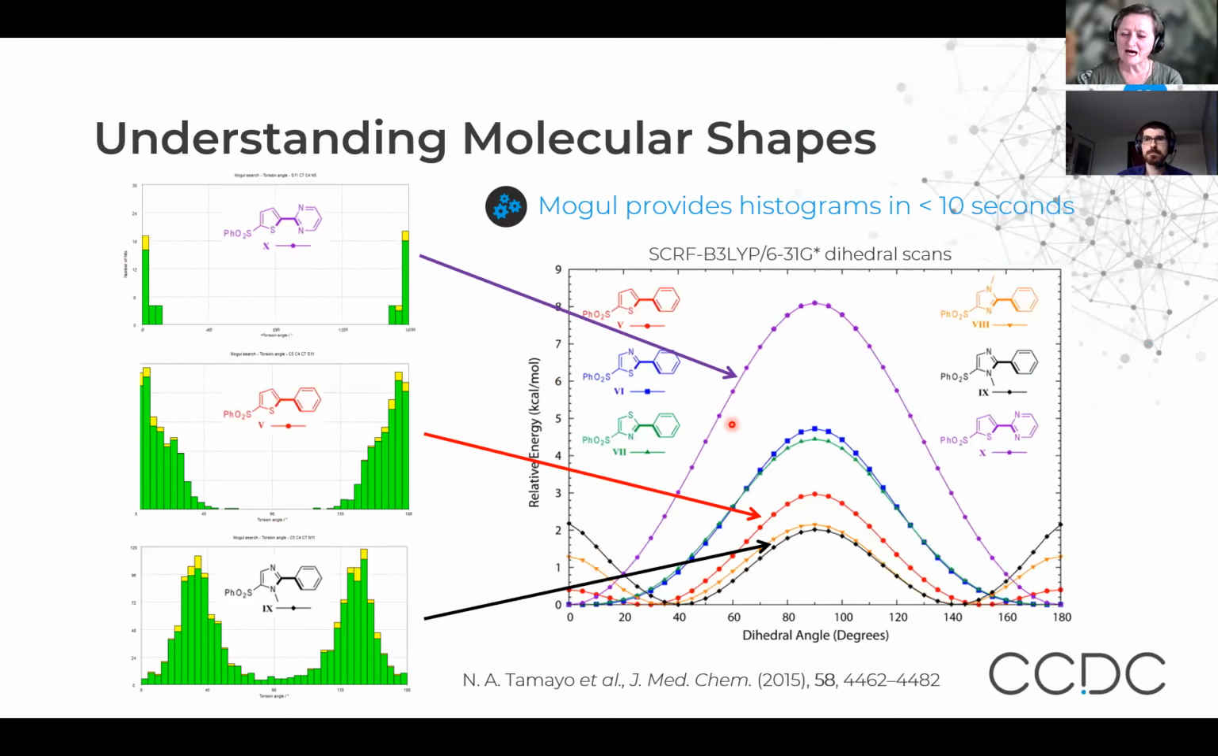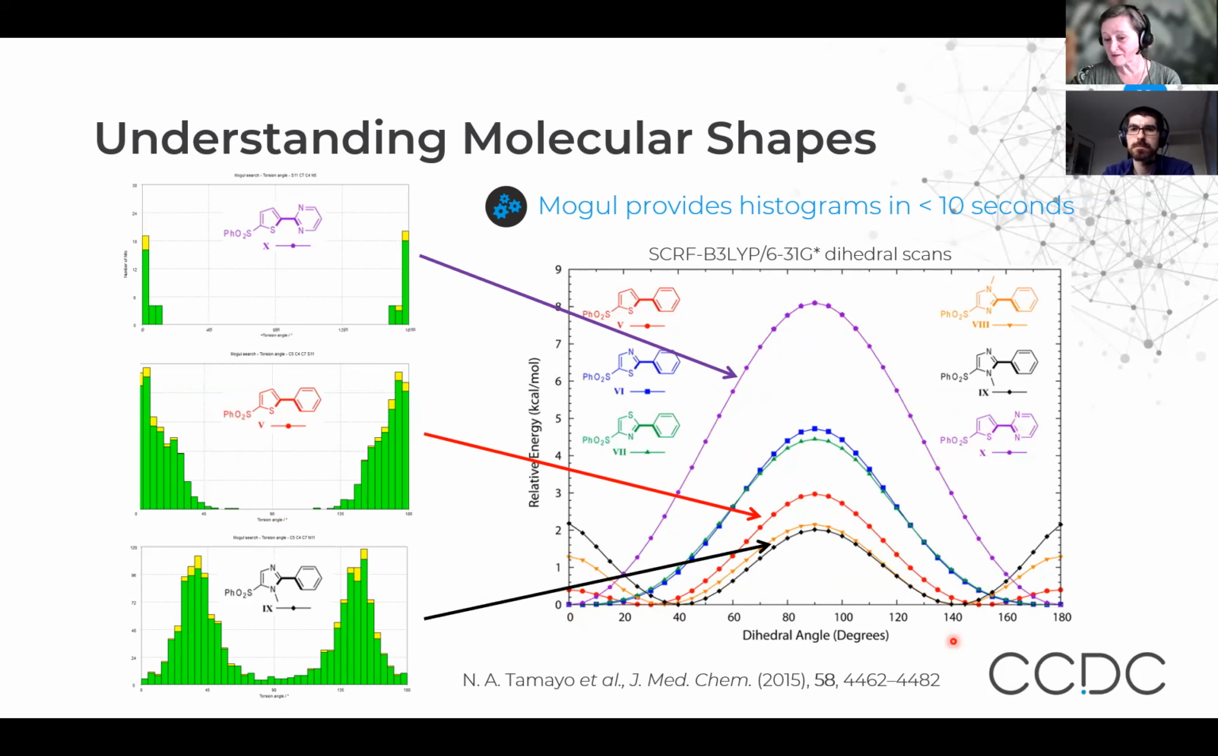And so I want to highlight two areas where big data can really help provide useful information, both for drug discovery and drug development. And the first instance is in understanding molecular shape. What we see on the right here are a series of compounds for which comparatively expensive QM calculations have been used to show what the energy penalty is for basically rotating a specific torsion angle.